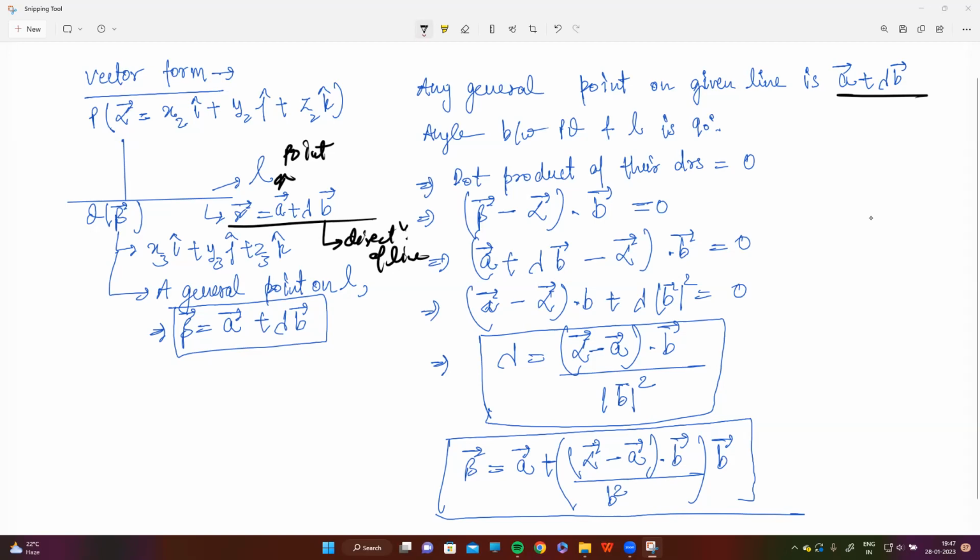How? Beta is equal to A plus lambda b. And now you have the value for lambda. So you put it here and you get the value for the beta vector. That is the point.